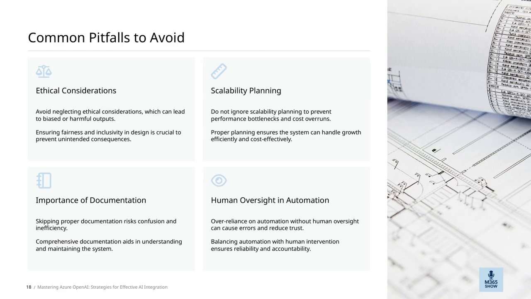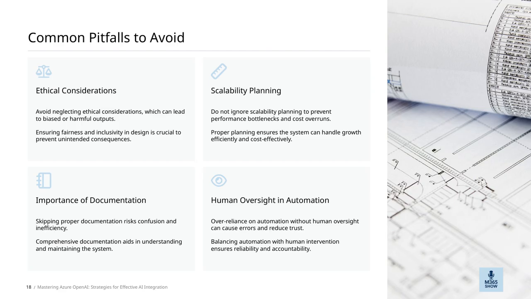Next, proper documentation is often overlooked, but it's essential. Skipping detailed documentation can cause confusion and inefficiency down the line. Having comprehensive documentation makes it easier to understand, troubleshoot, and maintain the system over time. Another critical area is scalability planning. Ignoring this can lead to performance bottlenecks and unexpected costs. Good planning ensures your system can grow smoothly and remain cost-effective as your needs expand.